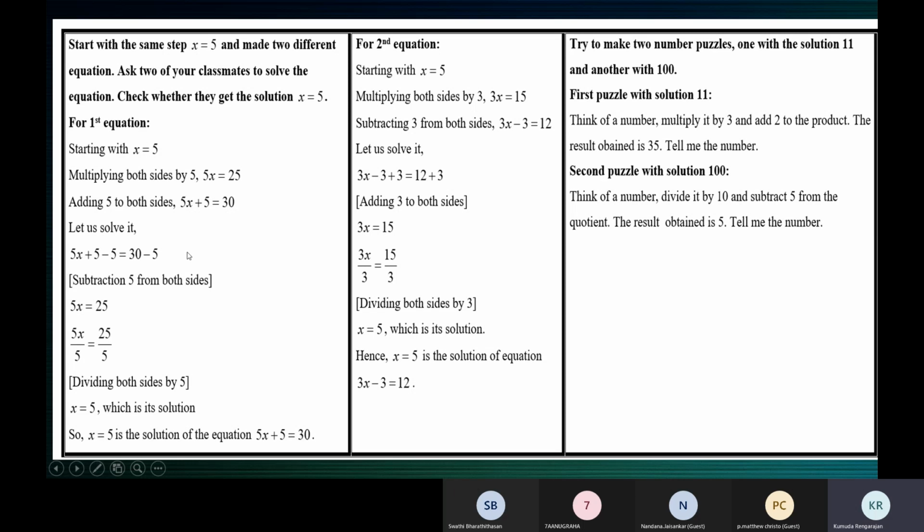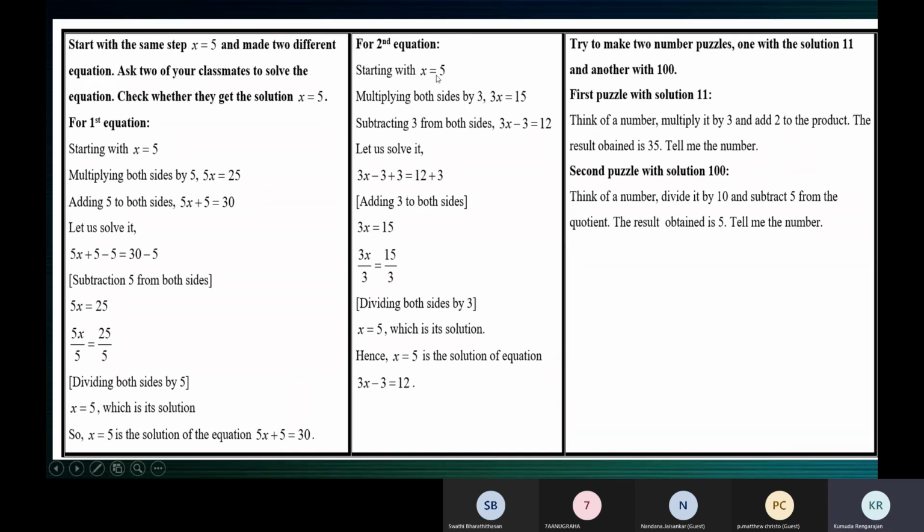Now we'll solve it. You know how to solve it, so I'm not telling you. And on solving, what do you get? We get x is equal to 5, which is its solution. So x is equal to 5 is the solution of the equation 5x plus 5 is equal to 30.